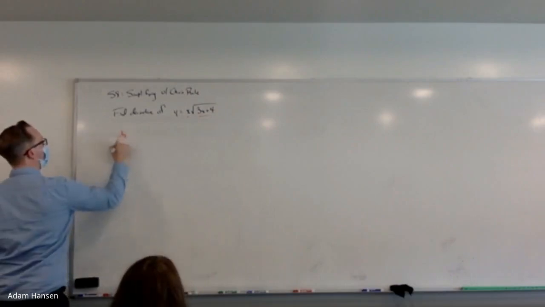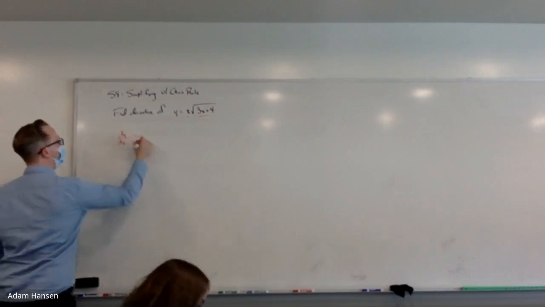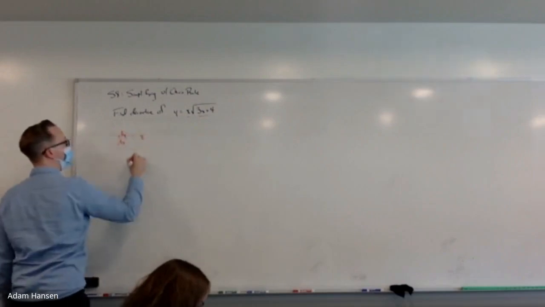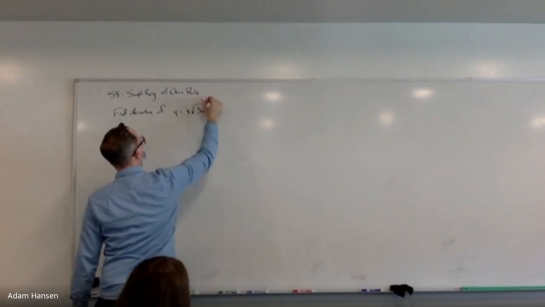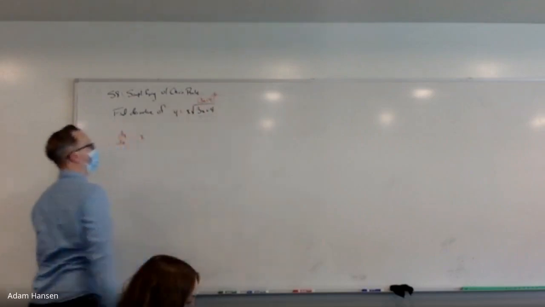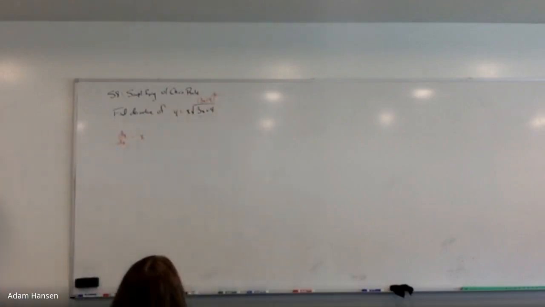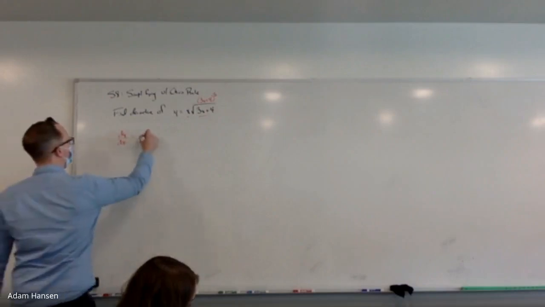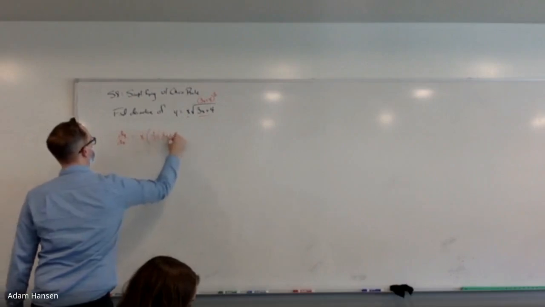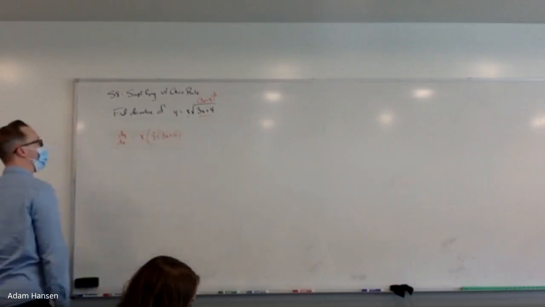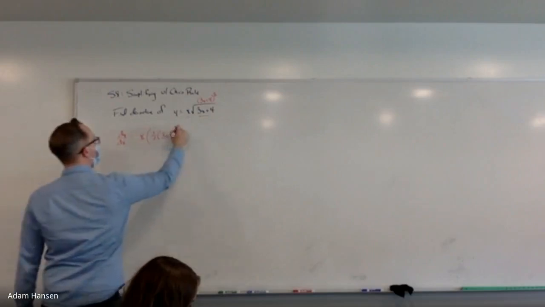Let's get working on that. dy dx equals the first, which is x. If you want to think of this as 3x plus 4 to the 1/2, so now we can use power rule. That would be probably a wise choice. I've got the first times the derivative of 3x plus 4 to the 1/2. That would be 1/2 times 3x plus 4 to what new power? Negative.